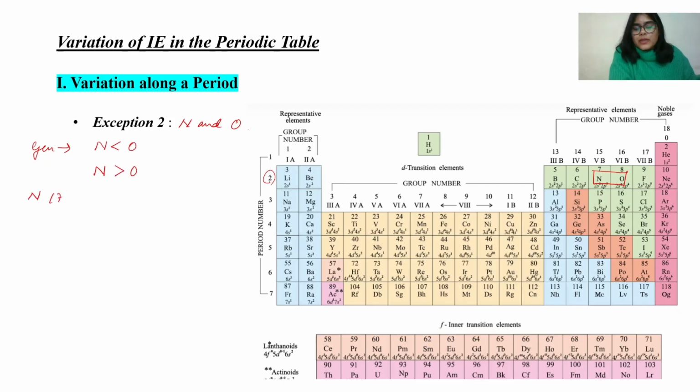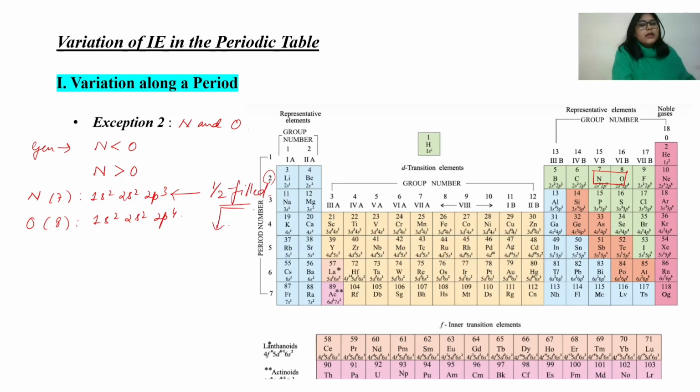So nitrogen means atomic number 7, right? So what is the electronic configuration? 1s2, 2s2, 2p3. And what is oxygen? 2s2, 2p4. What is this? Half-filled electronic configuration, isn't it? I mentioned nitrogen also in the previous slide. So half-filled means what? Extra stability, right? So extra stability means ionization enthalpy will be higher than expected. So that's why the ionization enthalpy of nitrogen will be more than oxygen.